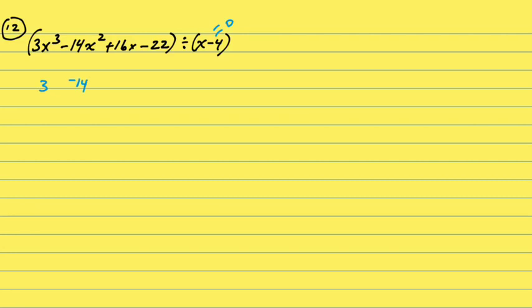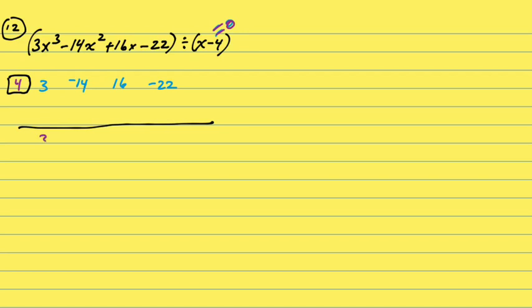3, negative 14, 16, negative 22. Leave a space, draw a line, make a box. The number that goes in the box is going to be whatever makes this 0. So I'm going to put a 4 in there. After you've done a few of these, you get the process down.